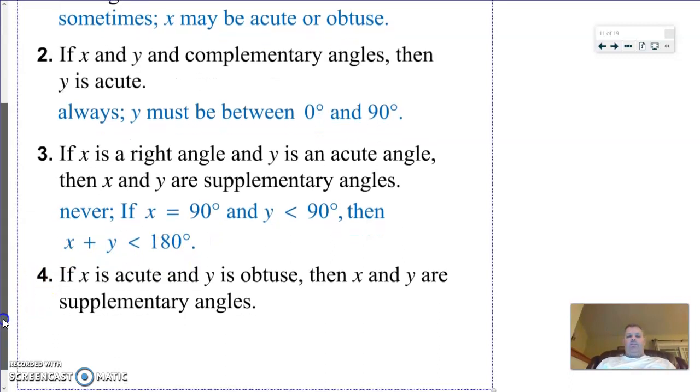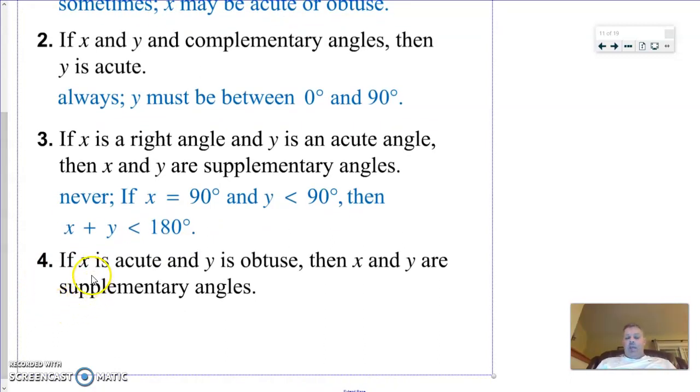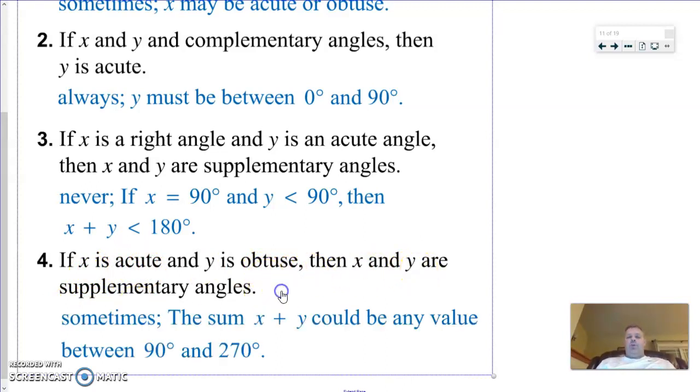And our final question is if x is acute and y is obtuse, then x and y are supplementary angles. This would be sometimes, because the sum of x and y could be any value between 90 and 270. If this is acute and this is obtuse, we could be somewhere in there.